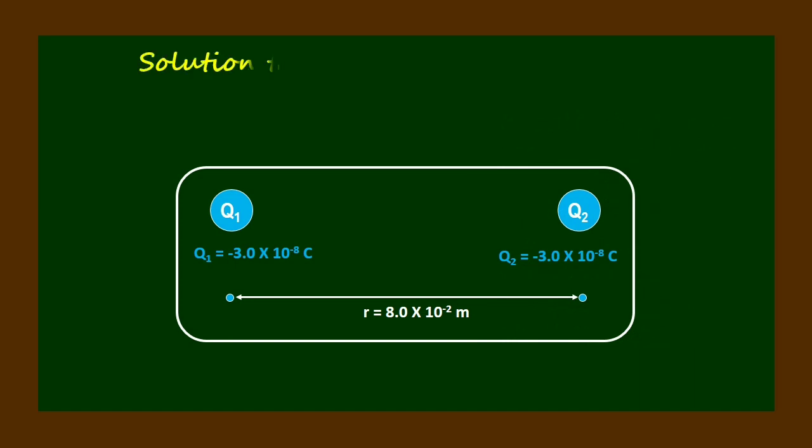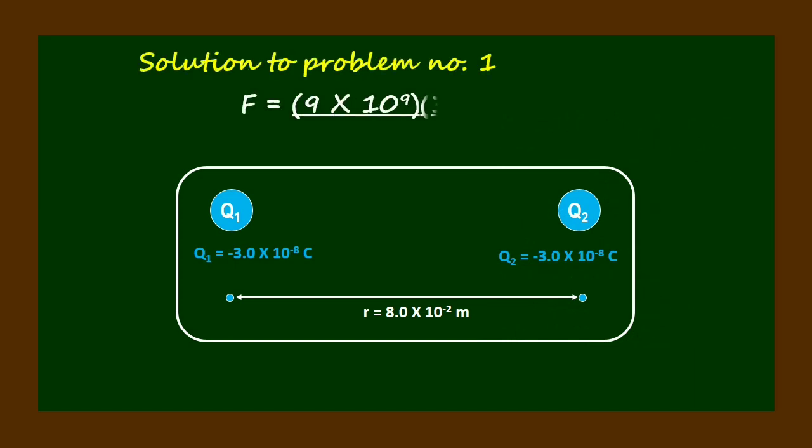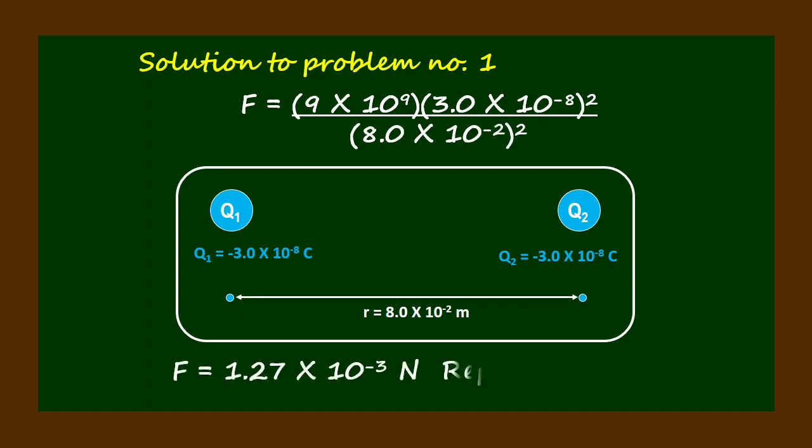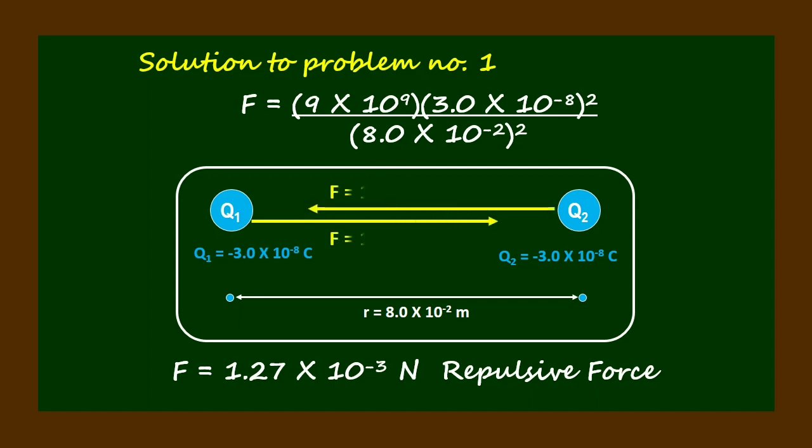Here's the solution to problem number 1. Using Coulomb's law, we get a repulsive electrostatic force of magnitude 1.27 times 10 to the -3 Newton. Since the two are like charges, they are both exerting a push of 1.27 times 10 to the -3 Newton.